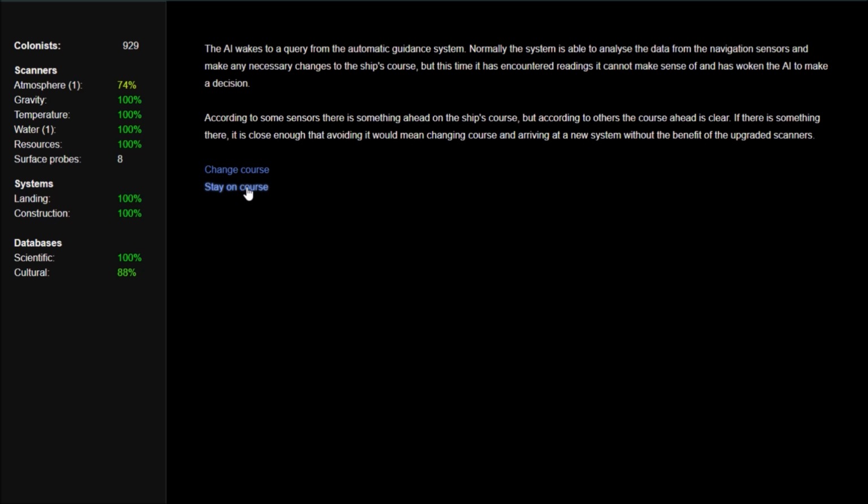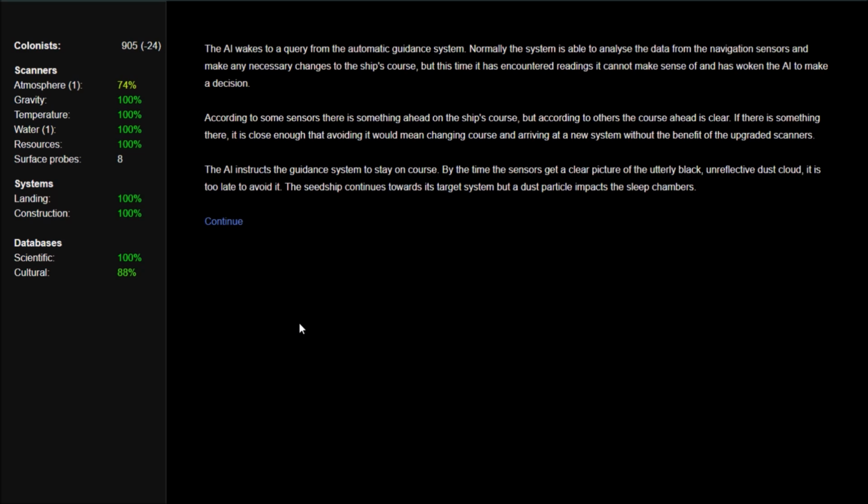No, we're staying the course this time. AI instructs the guidance system to stay on course. By the time the sensors get a clear picture of the utterly black, unreflective dust cloud, it's too late to avoid it. The seed ship continues towards the target system, but a dust particle impacts the sleep chambers. We just lost 24 people.